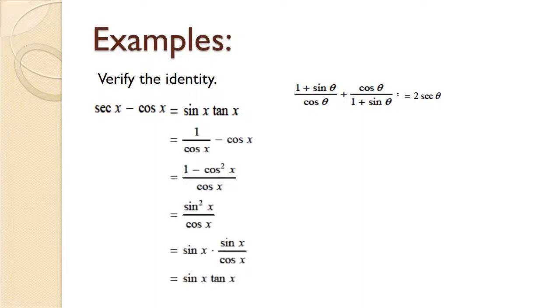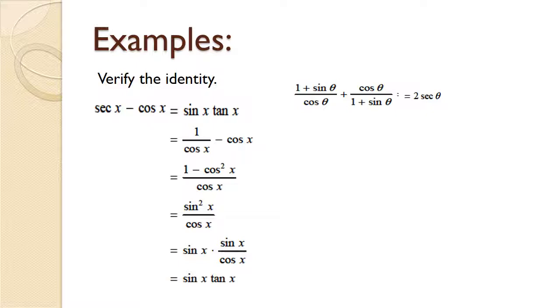Okay, so we change secant to 1 over cosine, and then we give the two terms a common denominator. So cosine x becomes cosine squared of x over cosine x. So we have 1 minus cosine squared of x over cosine. 1 minus cosine squared is sine squared. And then they pulled one of the sines out front, and that's perfectly legitimate to do. And you have sine x times sine x over cosine x, which is sine x times tangent x.